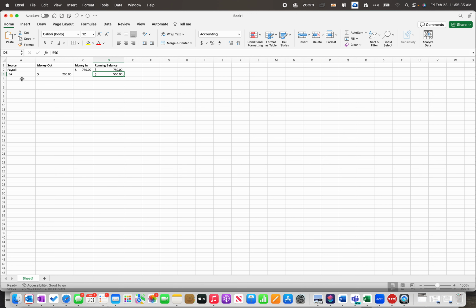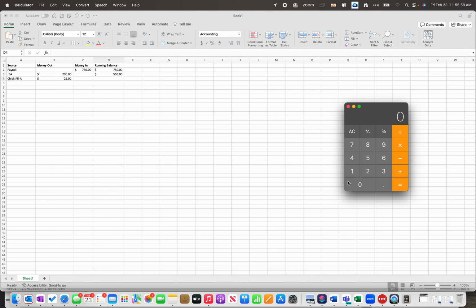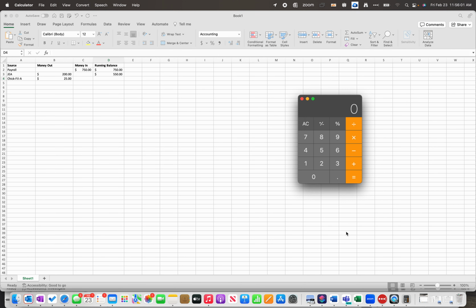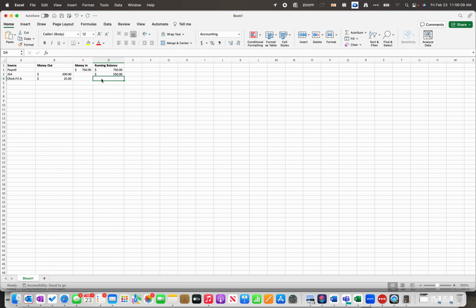Let's say, y'all know I like Chick-fil-A because I've talked about it already. Let's say that I go buy Chick-fil-A and I use my debit card and I take the whole family out and it ends up being $25. All right, that's money out, so I put it in the money out column here. And then I'm going to need to subtract $25 from $550. So I'm going to use my calculator here again, and I'm going to do 550 minus the $25. That gives me $525 now that I have as my actual balance.